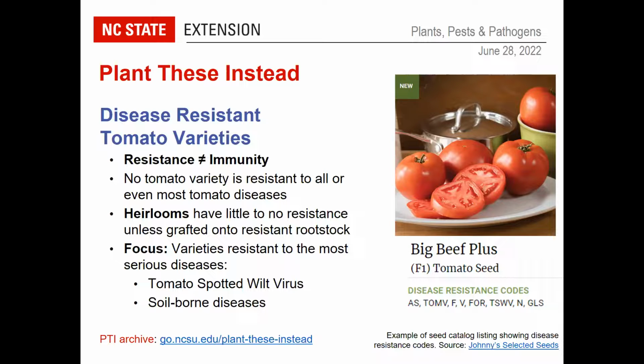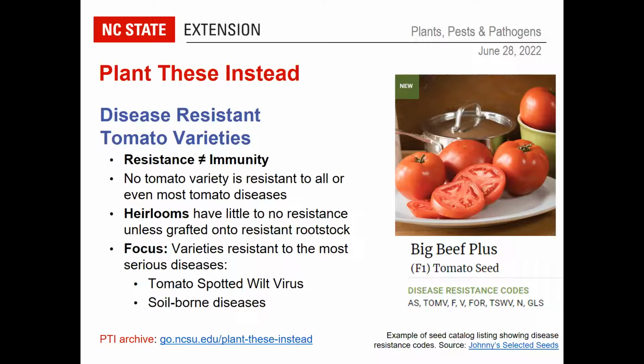But I'm going to talk about, really, I think our Plant These Instead this month should be Plant These as well. Because we're not saying only plant these tomato varieties, but we're saying add these to your mix to increase your chances of success. Still plant your favorites, plant heirlooms, plant a variety of tomato varieties. And that's going to give you the greatest chance of success.